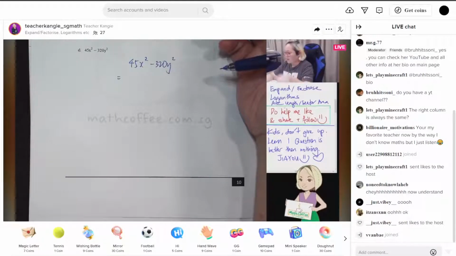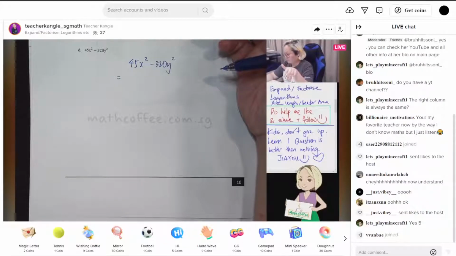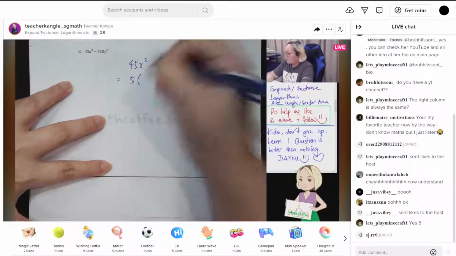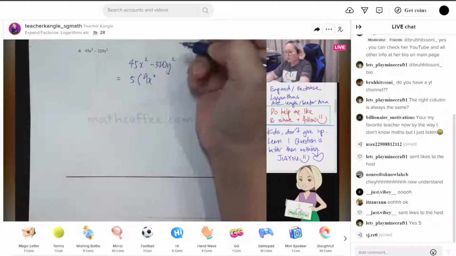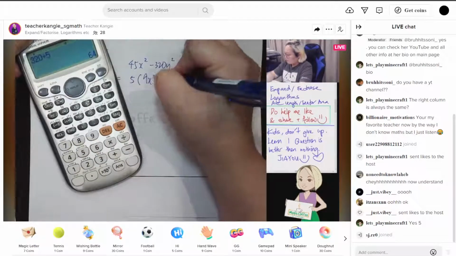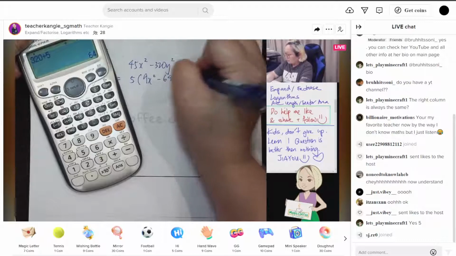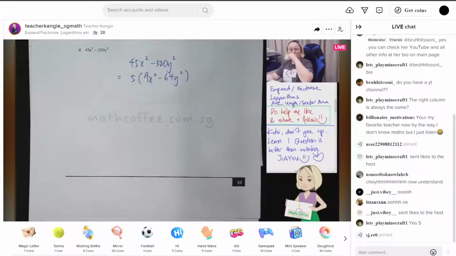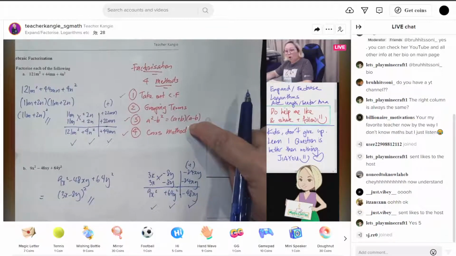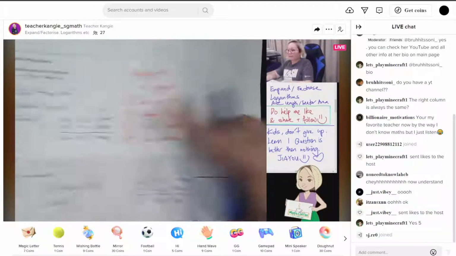Okay, you can see that I can take out 5, correct? So I'm going to take out 5. Then you will be left with 9x squared minus 320 divided by 5, which is 64y squared. Okay, you see, I take out 5, I put it outside already. So this is a factorization question whereby you combine taking out common factor and the A square minus B square, which is very common. They like to combine 1 and 3.